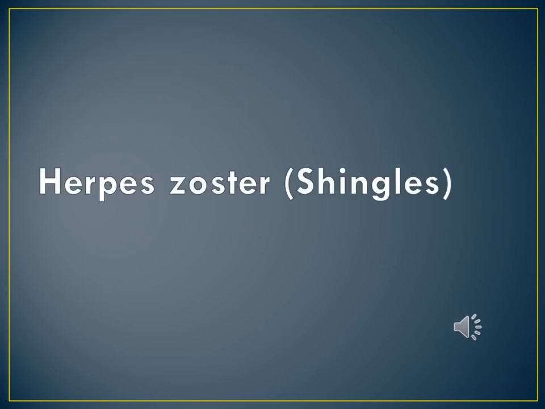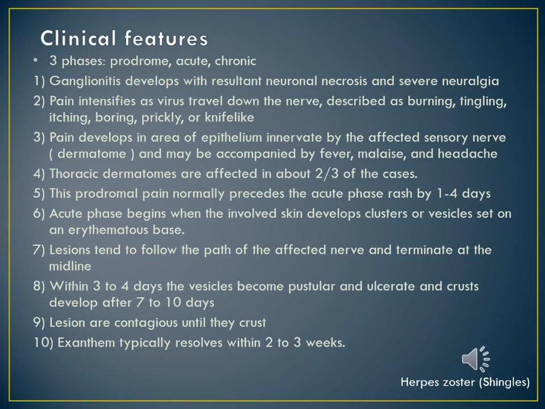I'll move on to herpes zoster, also known as shingles. There are 3 phases in herpes zoster known as prodrome, acute, and chronic. Ganglionitis develops with resultant neuronal necrosis and severe neuralgia. Pain intensifies as virus travel down the nerve. It is described as burning, tingling, itching, boring, prickly, or knife-like. Pain develops in area of epithelium innervated by the affected sensory nerve, dermatome, and may be accompanied by fever, malaise, and headache. Thoracic dermatomes are affected in about 2/3 of the cases. This prodromal pain normally precedes the acute phase rash by 1 to 4 days.